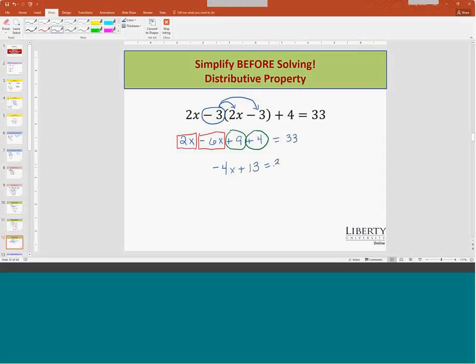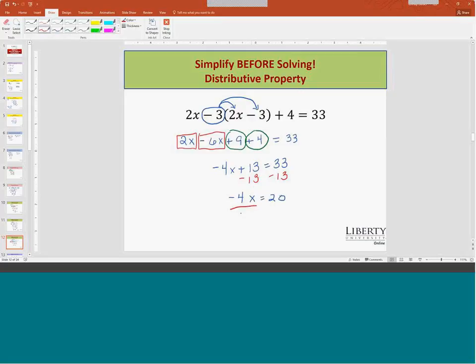And this 33 has been very patient over here on the right side. So he just continues to be brought down. We've got one x term. We've got a simplified expression on the left side. We can start solving now for the variable. And what's being added, we undo by subtracting 13 from both sides of the equation. And that gives us minus 4x is equal to 20.